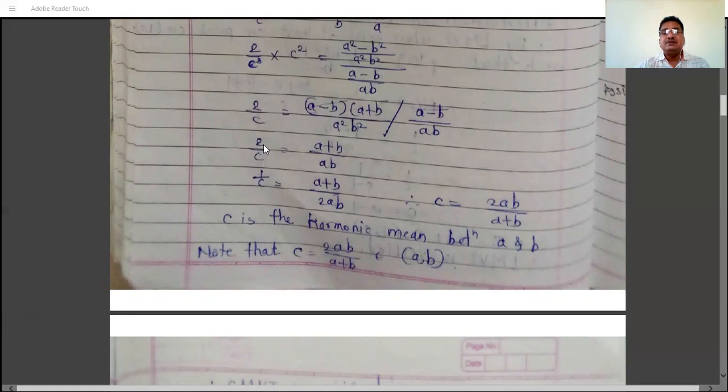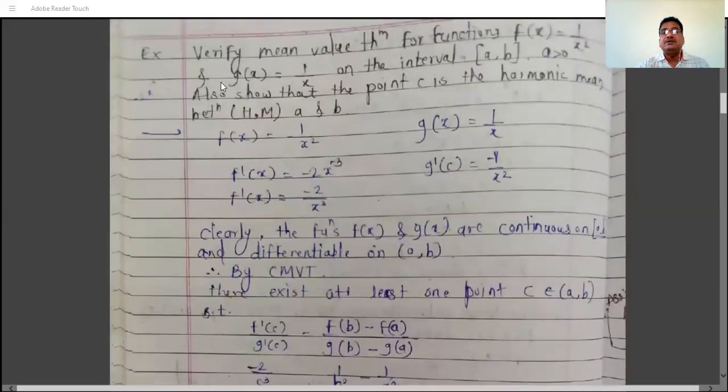So 1 by c is this, shift this to the other side. And then c is what? Take the reciprocal, that is 2ab divided by a plus b. That is, c is the harmonic mean between a and b. This is the answer of this question: show that c is the harmonic mean between a and b.